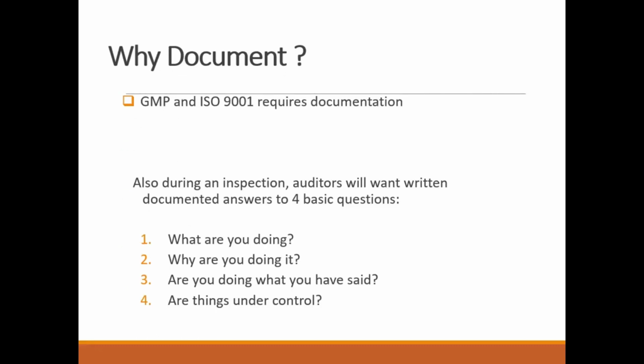So why should we document? Well, GMP and ISO 9001 require that activities are documented and followed through at all times. And one of the sayings is that if it's not documented, then it hasn't been completed. So during an inspection, auditors will want written, documented answers to the following four basic questions. They'll ask you, what are you doing and why are you doing it? And are you doing what you have said you're going to do? And are things under control? And in order to answer those questions, you have to have approved documents that you're following and approved records as proof that you've carried out your procedure correctly.